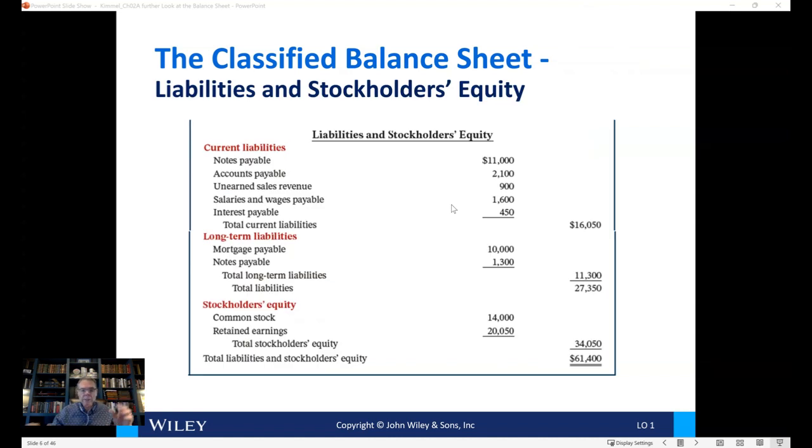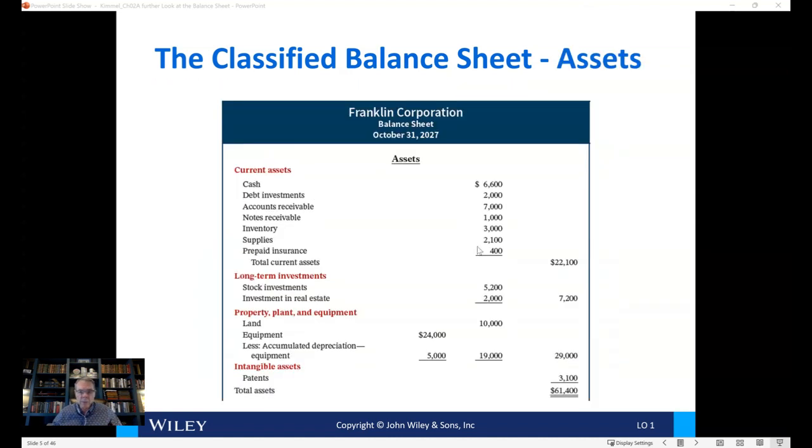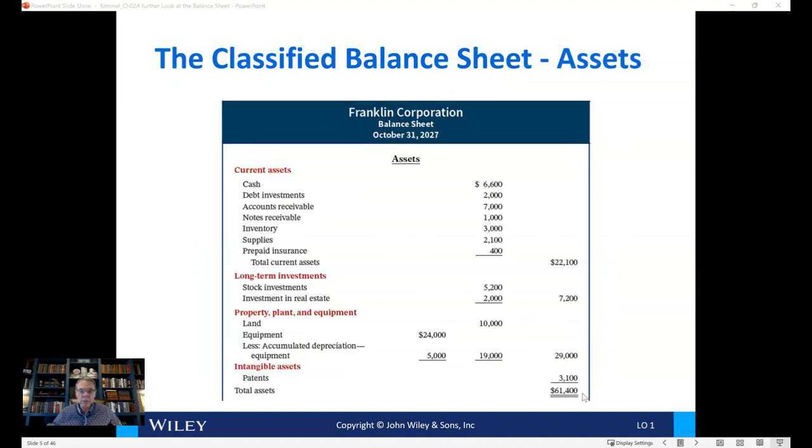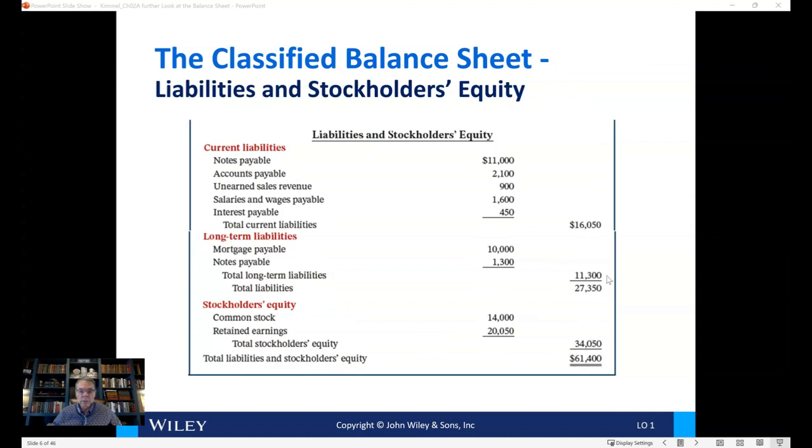All right, so that's the asset side, and this side we have 61,400 for this example. And so again, assets equal liabilities plus equity. Liabilities again are separated into short term and long term. And you see that these assets of 61,400 are equal to your total liabilities of 27,350 plus your equity of 34,050. So assets equal liabilities plus owner's equity.